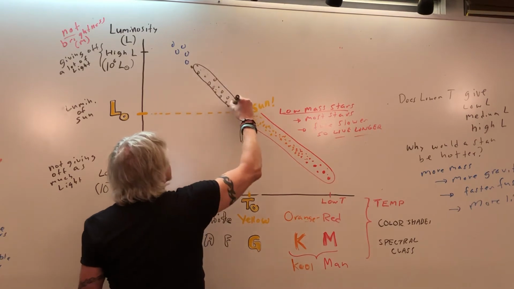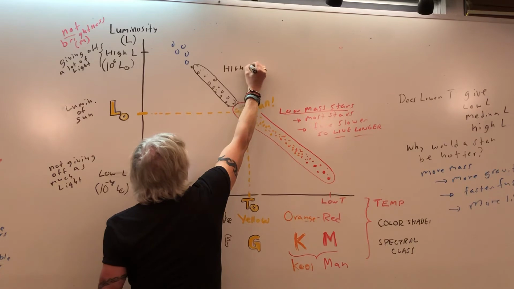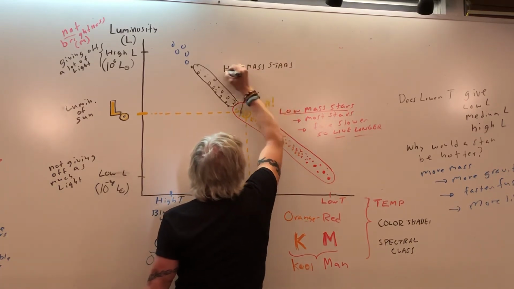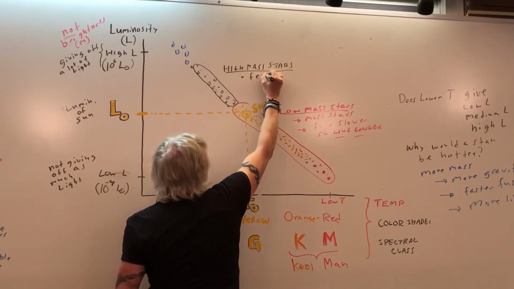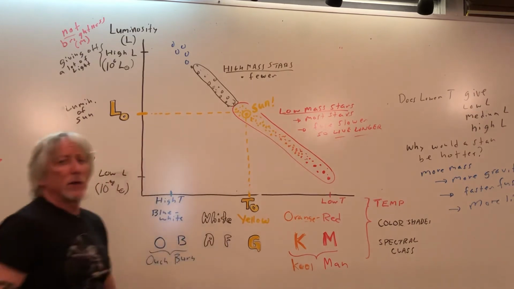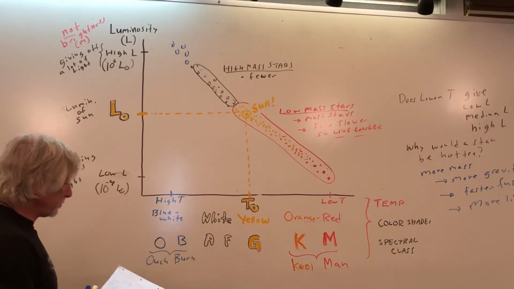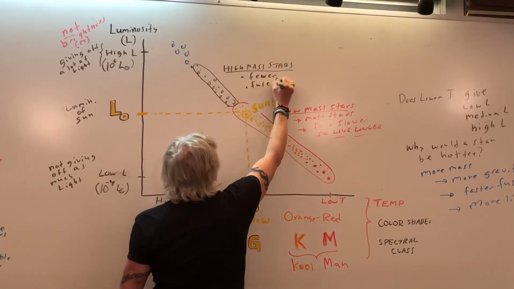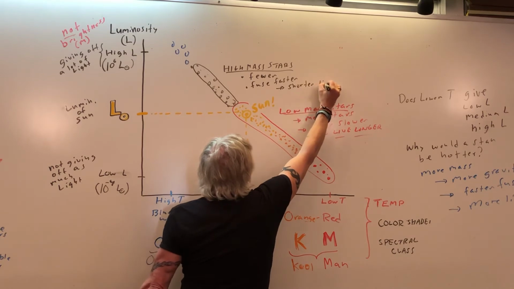The old 6 foot to 7 footers, right? We call that the high mass stars. And what do you know about high mass stars? Well, there's fewer of them, right? There's fewer 6 to 7 foot people. And you know they fuse faster. And that means they've got shorter lives.